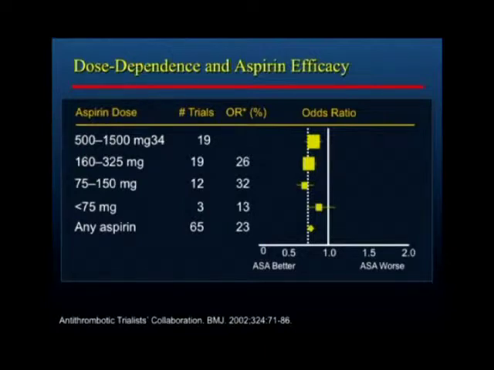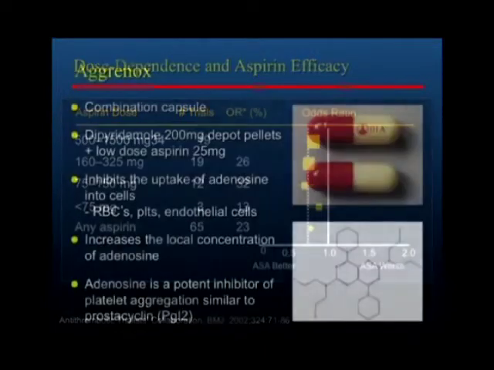So these all line up very nicely to the left. Any dose greater than 75 milligrams shows significant benefit in decreasing cardiovascular complications. As you notice, the line here at 75 or less actually crosses the line of unity, did not reach statistical significance. So we recommend 75 or greater.